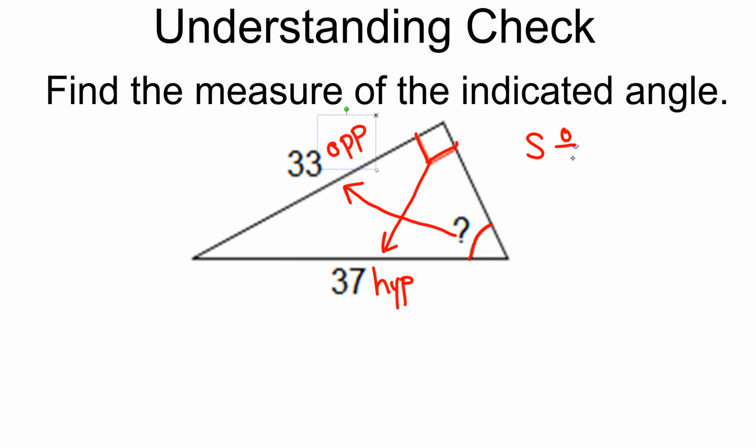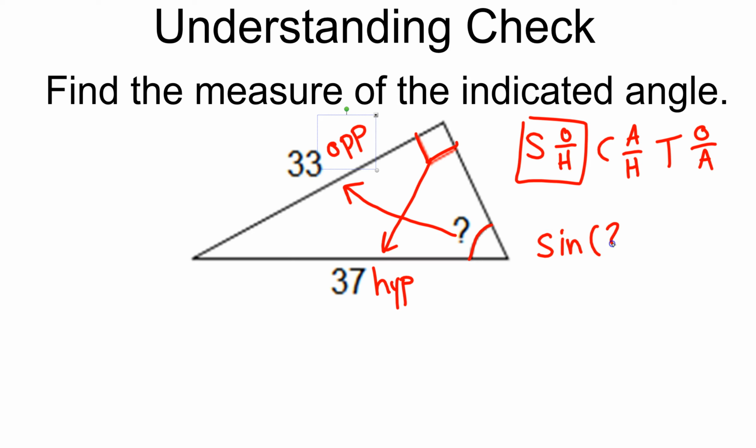So let's look at our trig functions. See which one out of SOHCAHTOA we're going to use. Opposite and hypotenuse, well, that's going to be sine. So we're picking our trig function. Now we have to write our equation. The sine of the angle is equal to the opposite over the hypotenuse. From here, all we need to do is solve for this angle. So to get rid of sine, we do the inverse sine. So the inverse sine of 33 over 37.